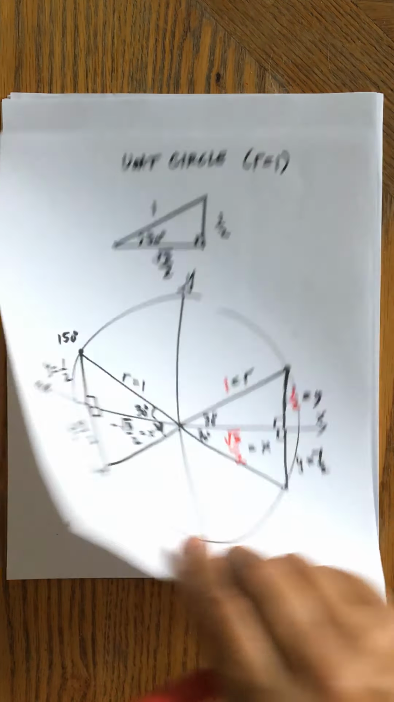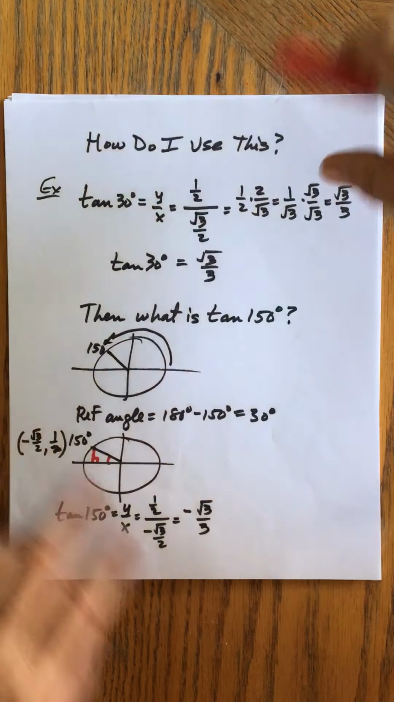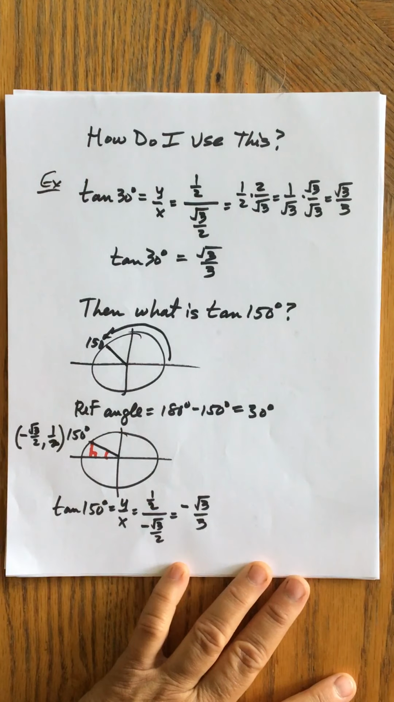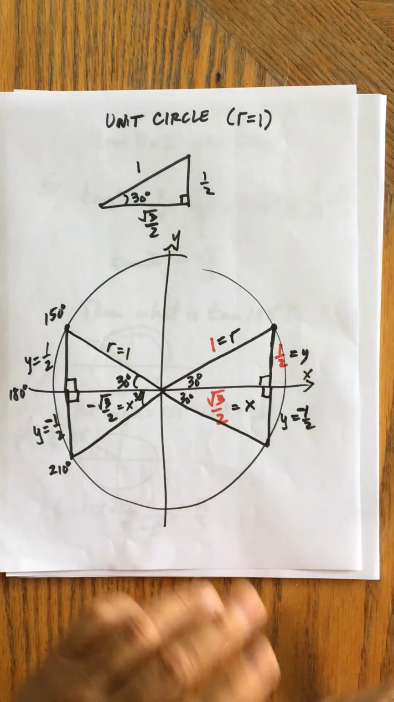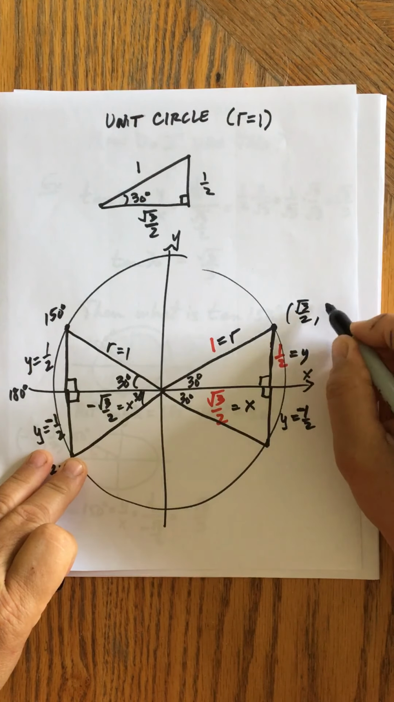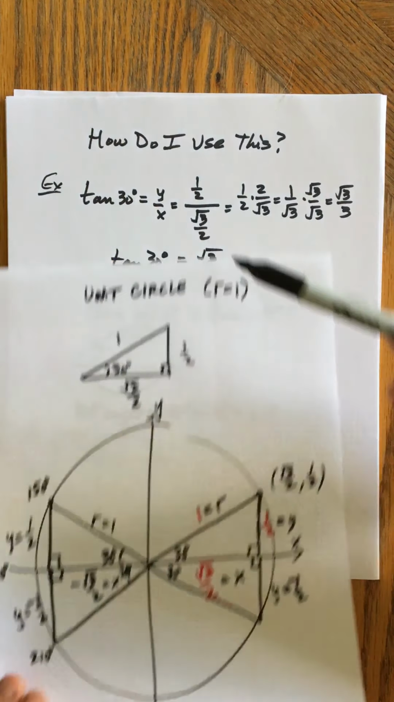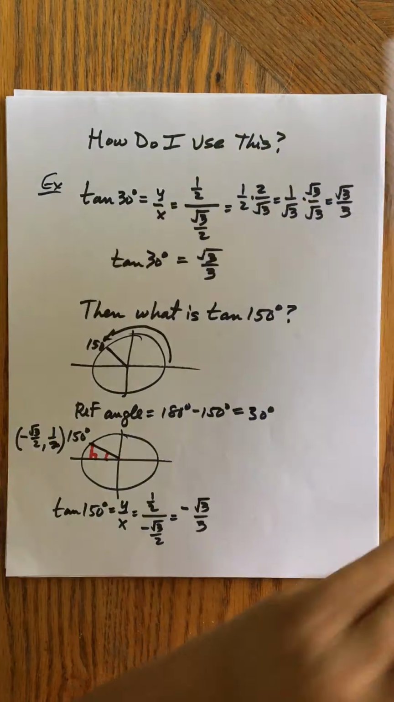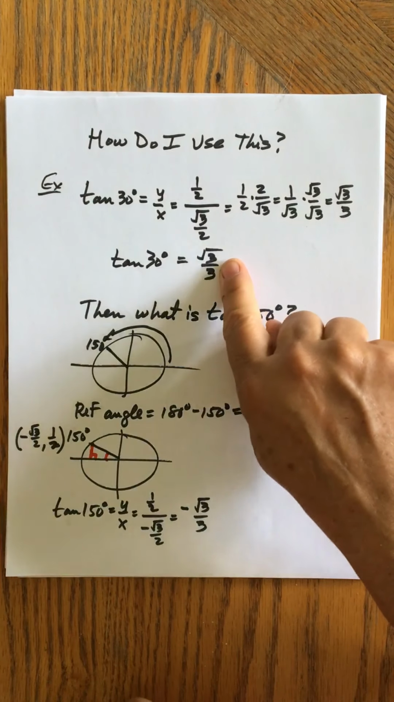How do I use this? Well, suppose you're going to be asked tangent of 150. Well, you know tangent of 30, right? We already know that. So here's 30 degrees, right? The x and y coordinate then are square root 3 over 2 and 1/2. You know that the definition of tangent is y over x, so you just place the y over the x. So you take that ratio and you simplify it, and you get square root 3 over 3.